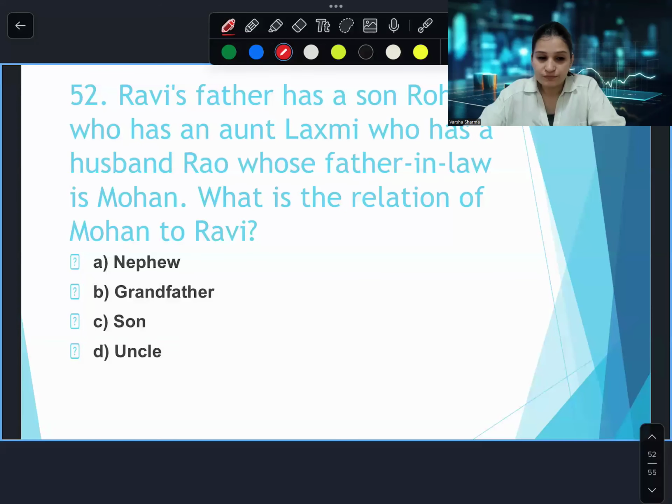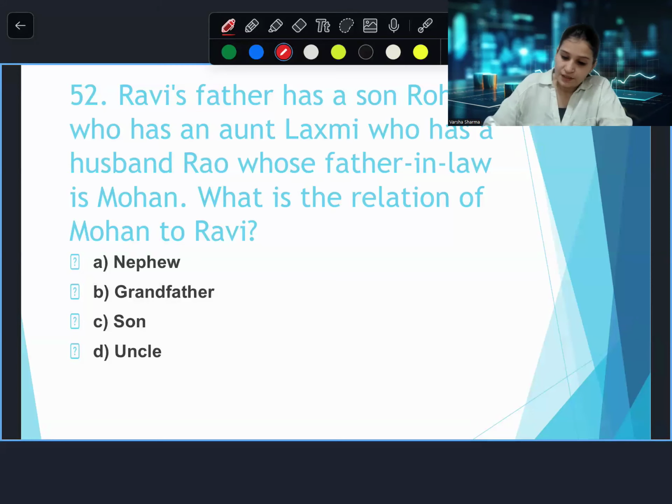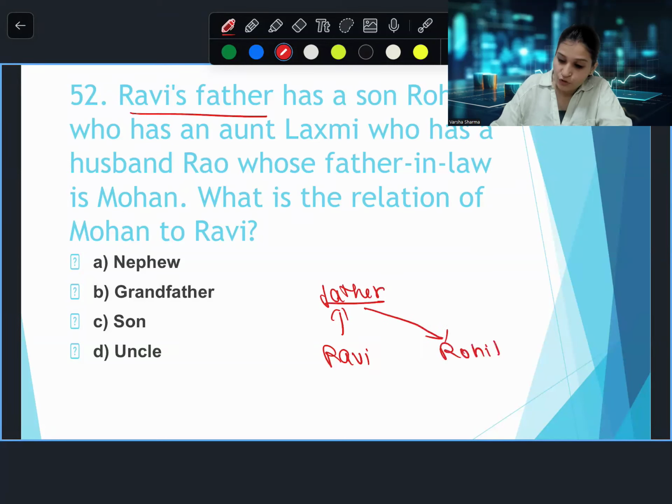Grandfather. 52. Grandfather. Ravi's father has a son Rohit who has an aunt. Aunt means sister of father.